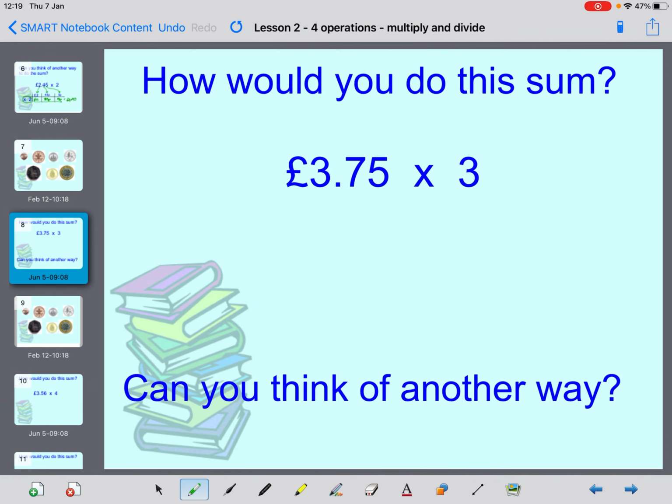Okay, here's another one. Can you work this sum out? Pause the video whilst you work it out.